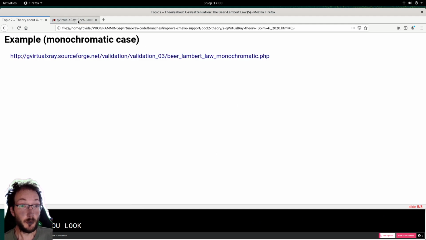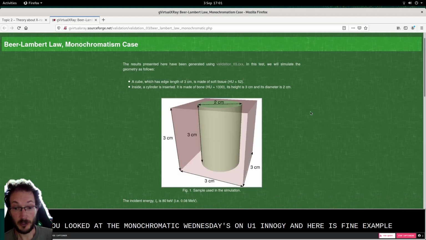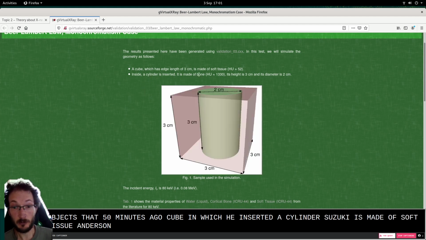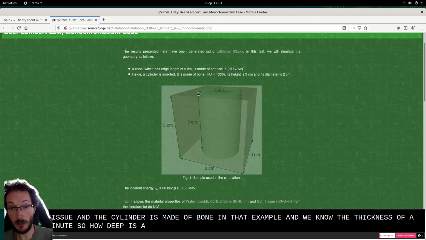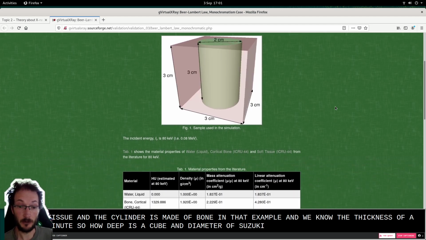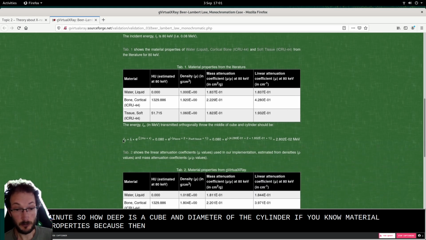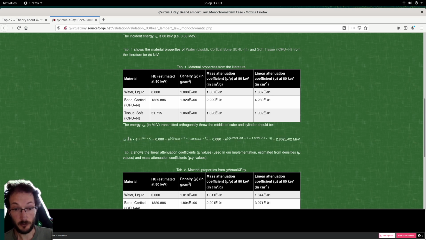So we looked at the monochromatic case when there is only one energy. Here is, for example, our object that we simulate, a cube in which we inserted a cylinder. The cube is made of soft tissue and the cylinder is made of bone in that example. And we know the thickness of how deep is the cube and the diameter of the cylinder. If we know the material properties, we can then compute the energies that would reach a detector.